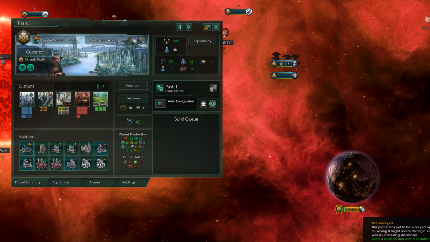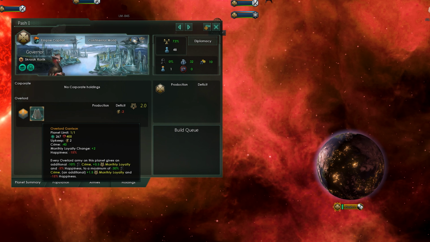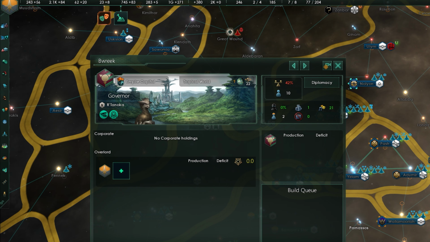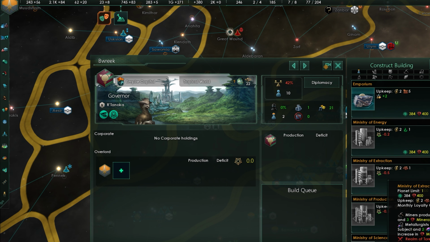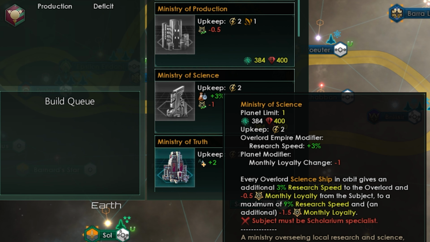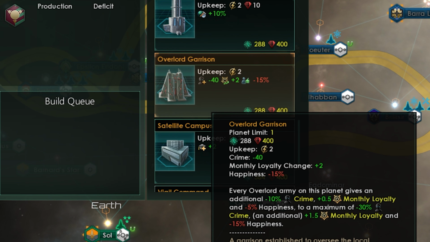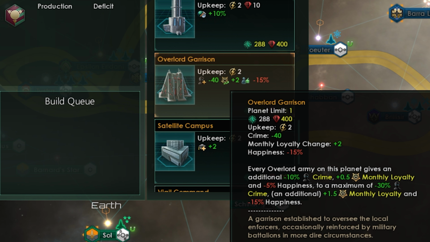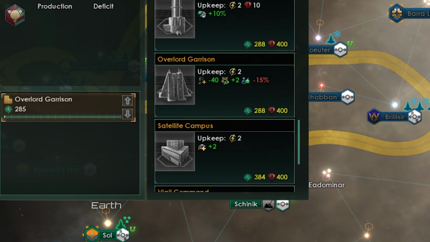If in your contract you are allowed to construct at least one holding, you are able to do so by selecting one of your subject's planets and clicking the Holdings tab, or directly through the Agreements page. You can only build up to your holding limit, either spread across multiple planets or all on one. The Overlord Garrison, which to my knowledge doesn't require any DLC to construct, provides a 0.5 monthly loyalty to your subject, as well as reducing the crime on their planet.